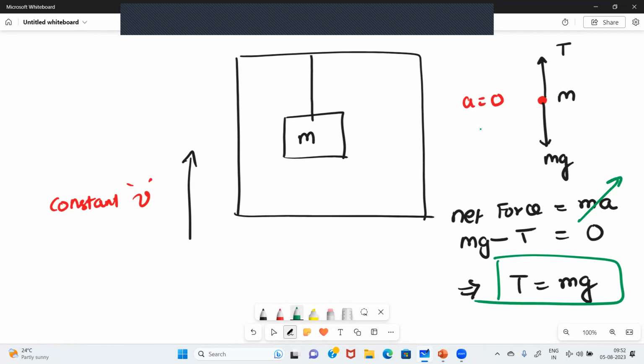When the lift is stationary, what will you get? Same, tension equal to mg. Okay.